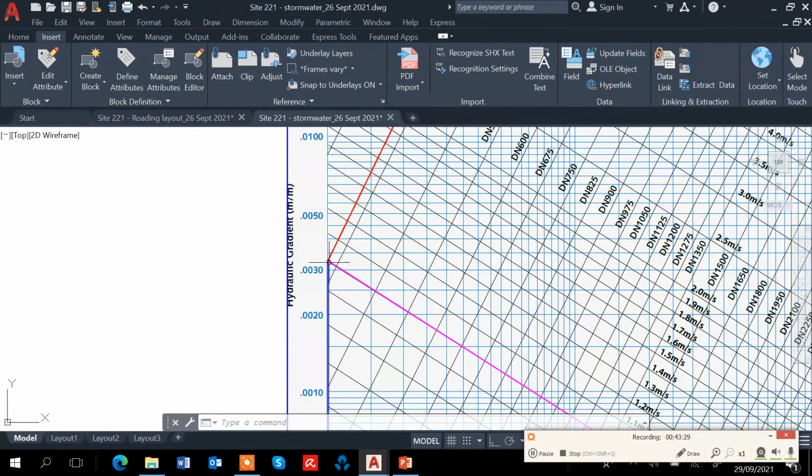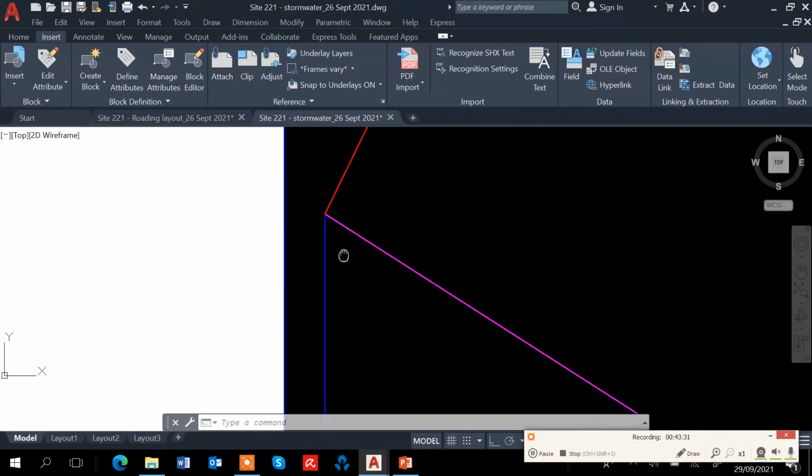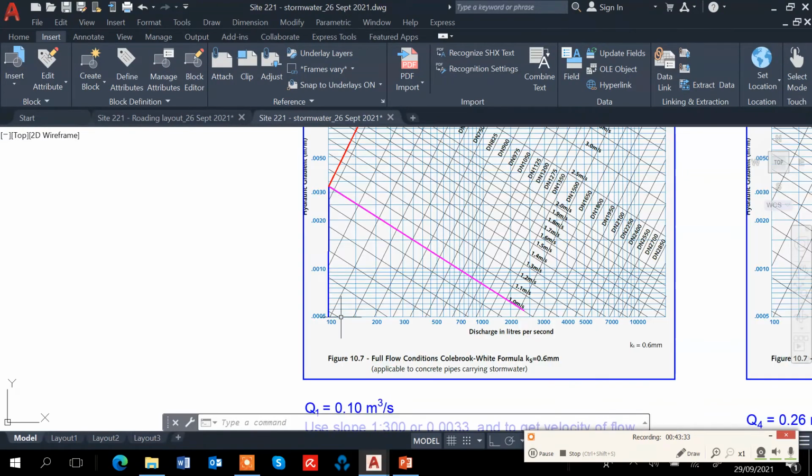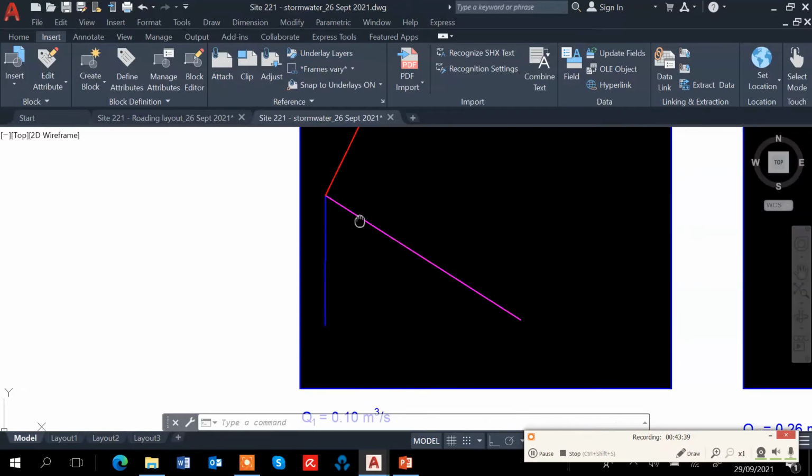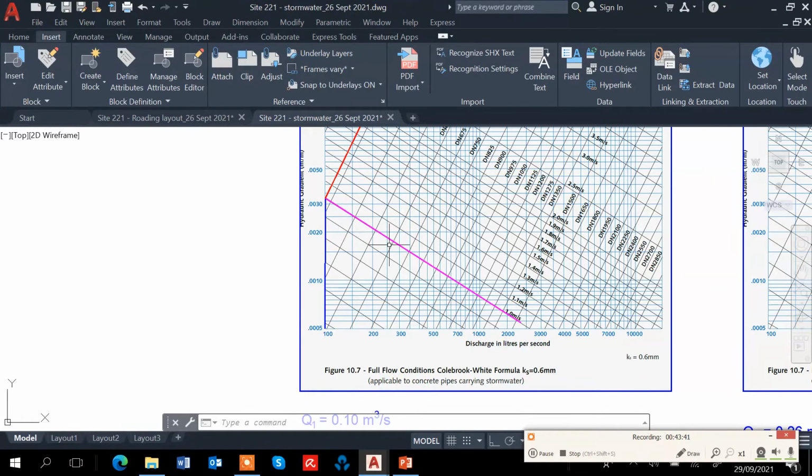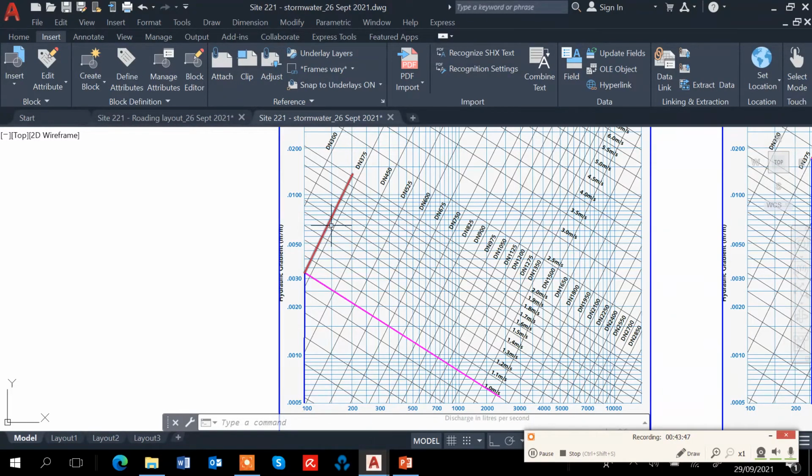So you draw the line straight up, and then this one, the 300. From here I follow the slanting slope line. This is the velocity, it's about 1, and the red line is also between 300 and 375.